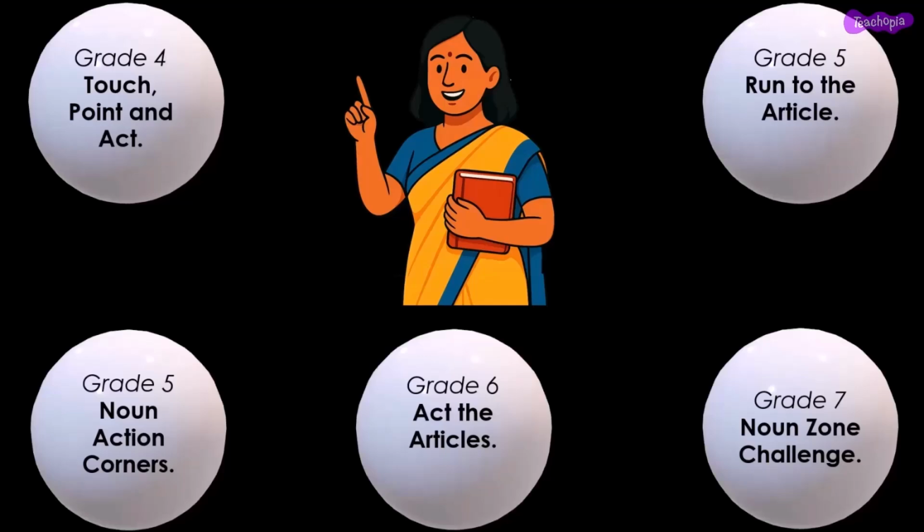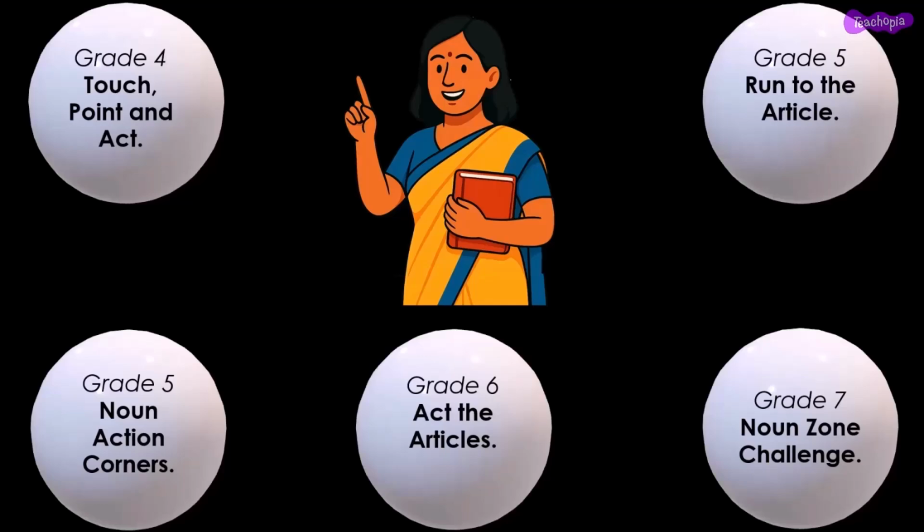For grade 6, the activity is act the articles. Students dramatize the use of a, an, or the in different sentences, making grammar both interactive and memorable. Finally, in grade 7, we challenge them with the noun zone challenge. This involves team-based tasks where students categorize, use, and create sentences with nouns, applying their knowledge at a higher level.